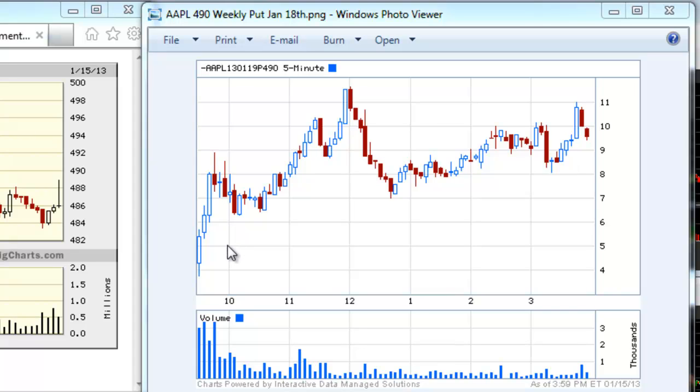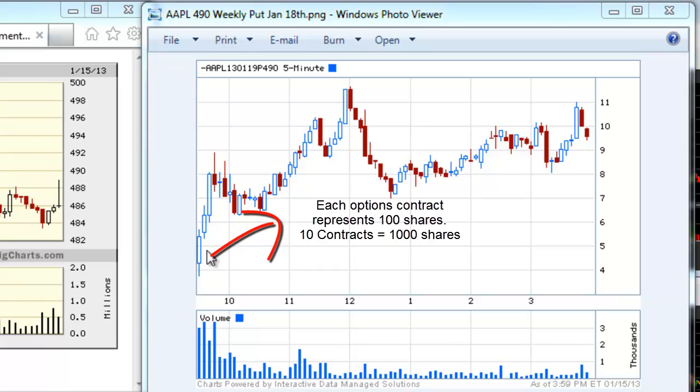So in order to get the same exposure to 1,000 shares of the stock short, you need to buy 10 contracts of this option. Remember, each contract represents 100 shares of the stock. So 10 contracts here would get you the same exposure to having 1,000 shares short of Apple.